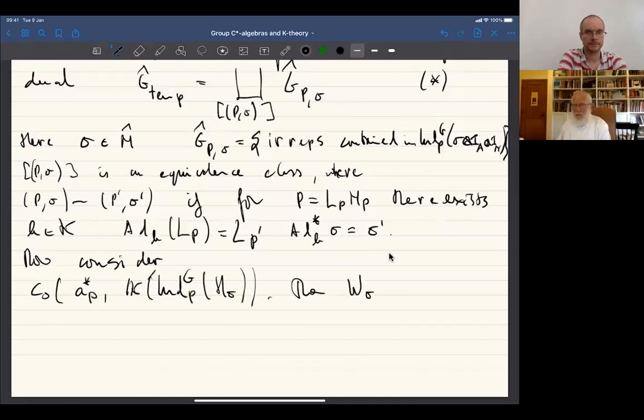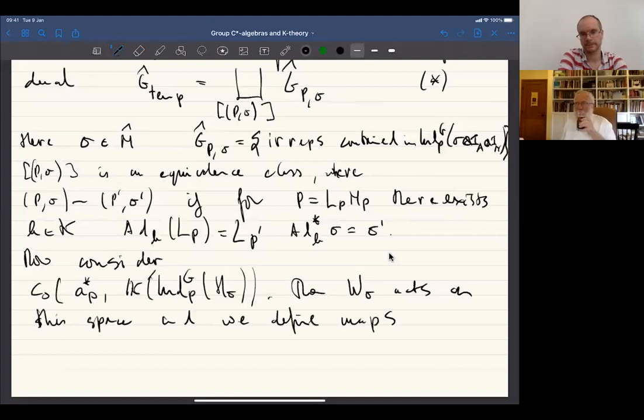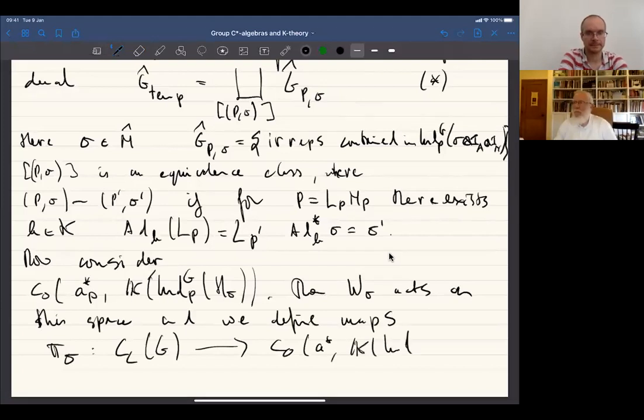Then this group W sigma acts on this space, and we can define maps pi sigma, well, a priori from CC of G into this space, GP H sigma, and now we take the invariance with respect to the group W sigma.